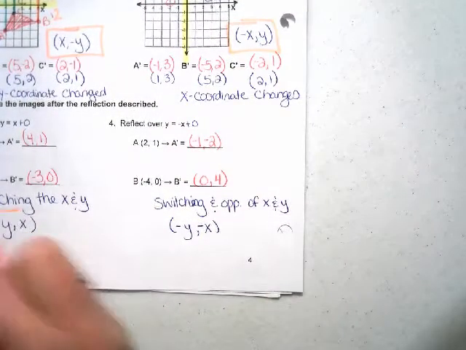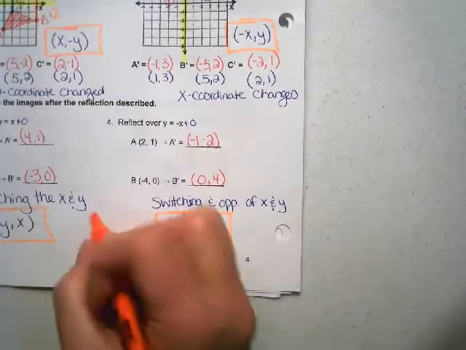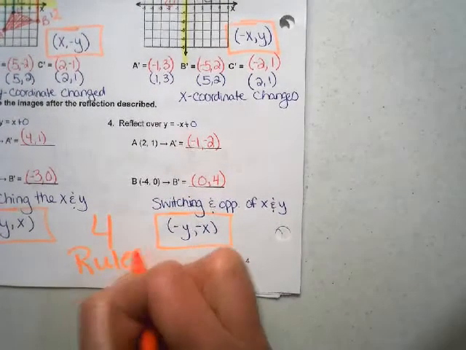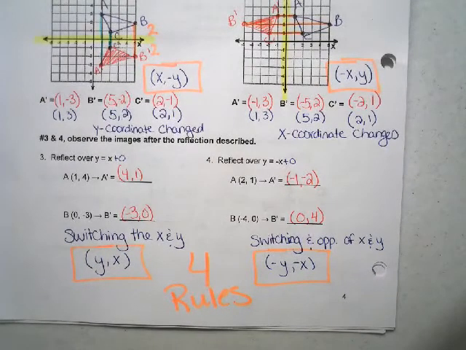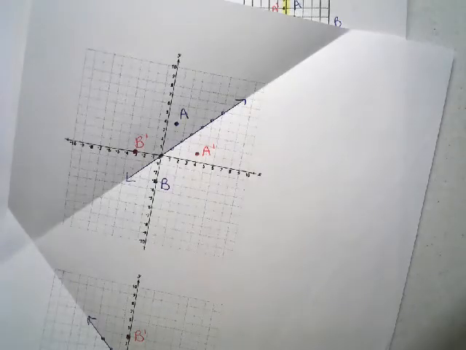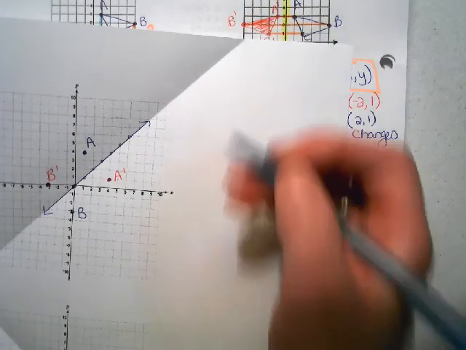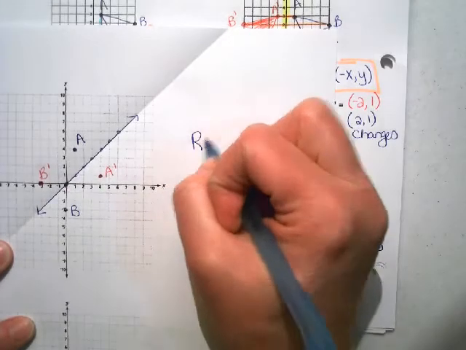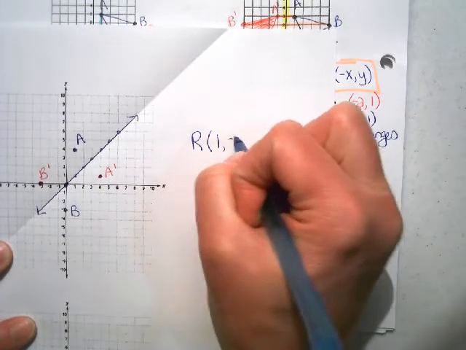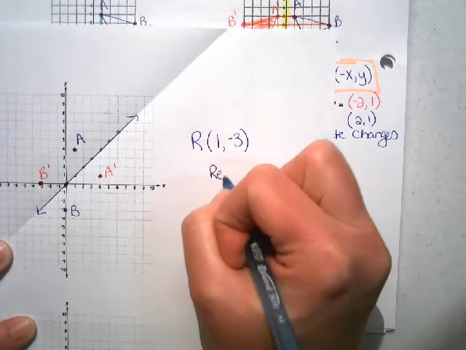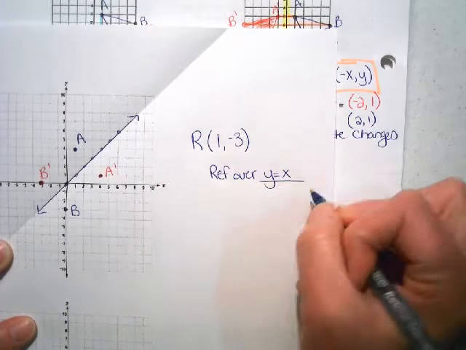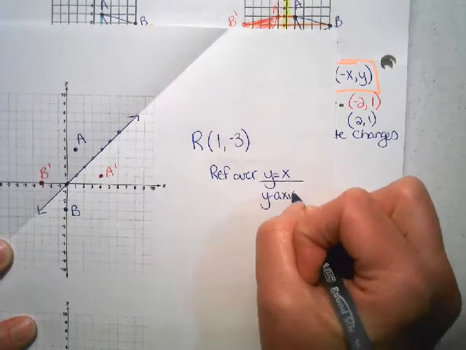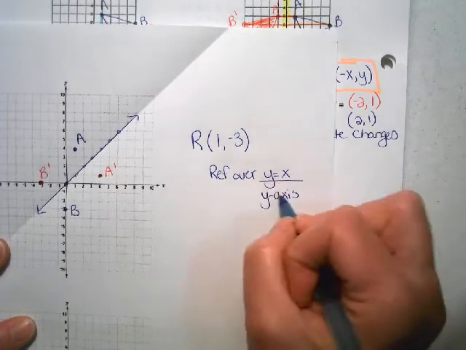So these rules that we just wrote down, these are what I would call your 4 rules or shortcuts. Now, if you don't want to memorize these, you don't have to. However, if you were on a quiz or test, you would probably need to get out graph paper, because typically what they're going to do is give you a point. Like let's say they say R is 1, negative 3. And then they'll say reflect over, and then they'll tell you something. So they might say y equals x.